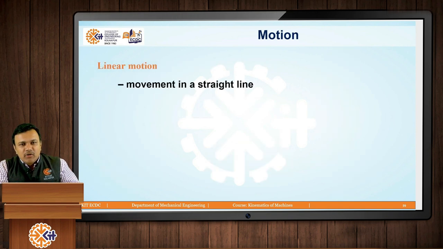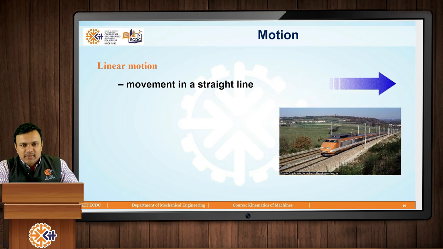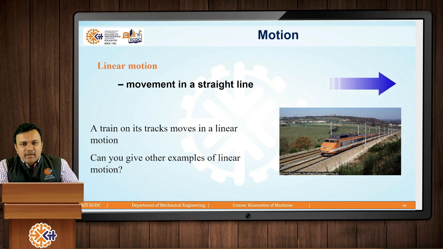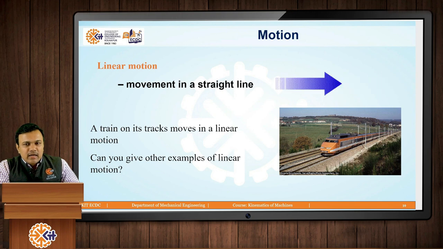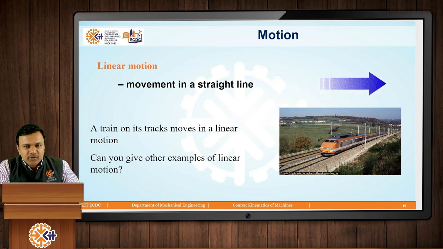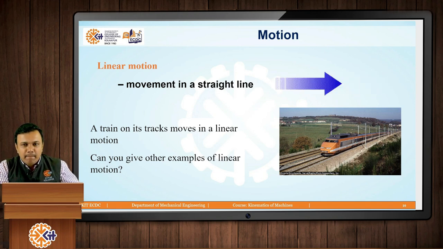Then talking about linear motion, in linear motion, movement will be in a straight line. So it is going to have motion in x-axis, y-axis, or z-axis if you are choosing a Cartesian coordinate system. So a train is going to have translatory motion. A train on its tracks moves in a linear motion. You can pause the video and see different types of examples. Can you give other examples of linear motion?